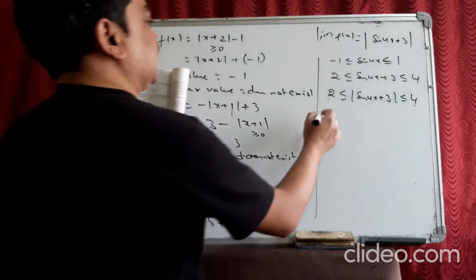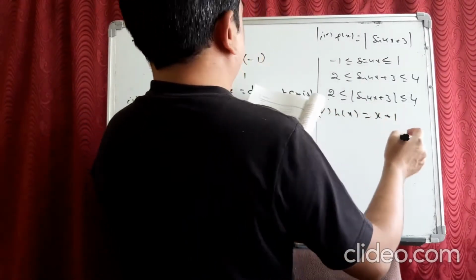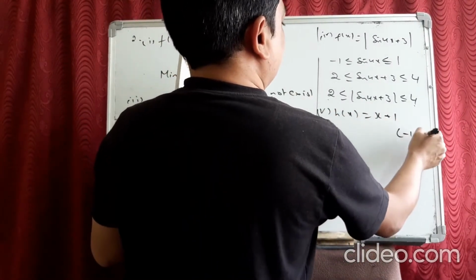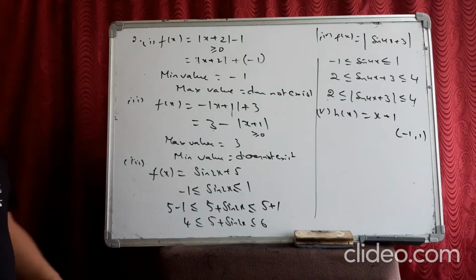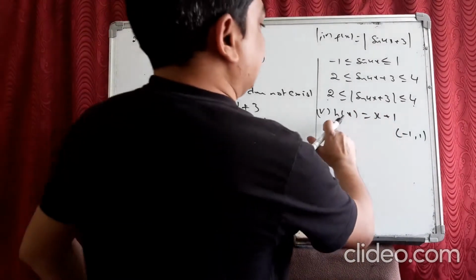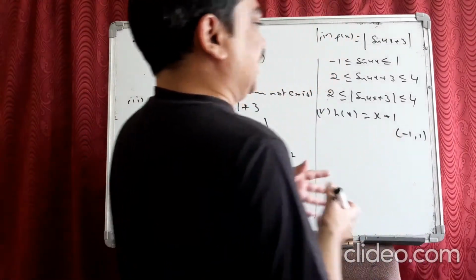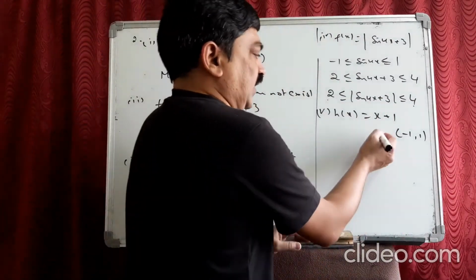Next one is h(x) is x plus 1, and they have given the interval minus 1 to plus 1. What happens here? So when you see the function carefully, it is a linear function. h(x) equal to x plus 1 is a linear function. Linear means it's a line, degree 1. When a linear function is there, suppose it looks like this.